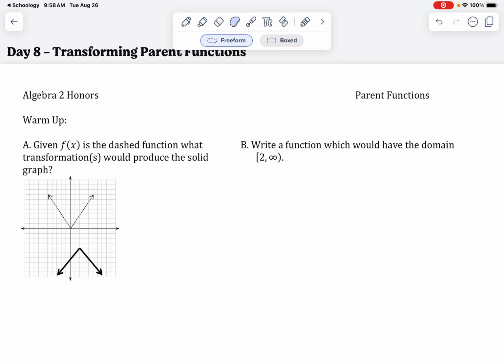Right, these are our notes on transforming parent functions, and you can start by doing the warm-up yourself, pausing the video, coming back, and seeing how you did.